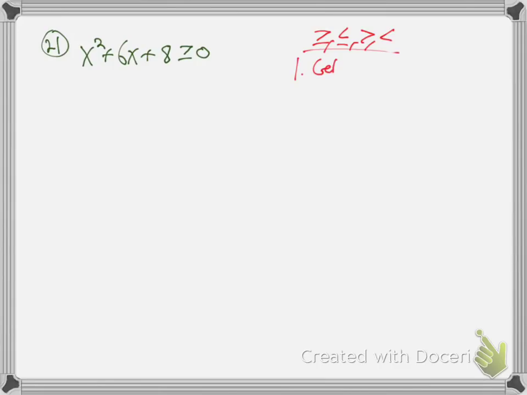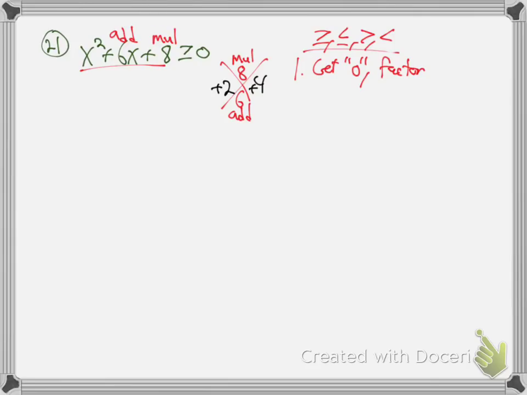get a 0, which we have, and factor. So we got a 0. I'm going to try to factor this. Now, how does that one factor? Well, I can do the little diamond. What multiplies to be 8, adds to be 6? What times what is 8? 2 and 4, right? Positive 2, positive 4. Multiply to be 8 and add to be 6. So that means it's x plus 2, x plus 4, greater than or equal to 0.